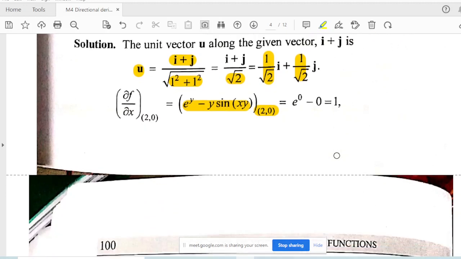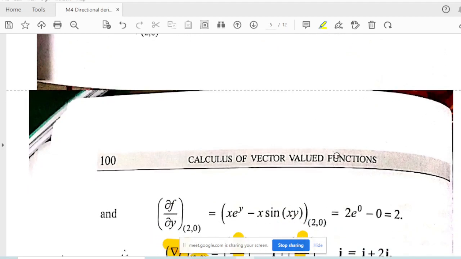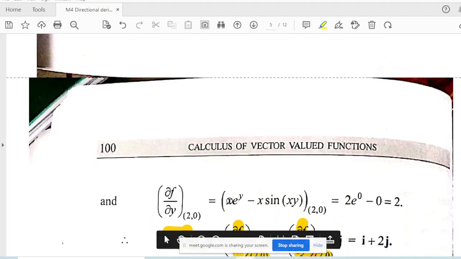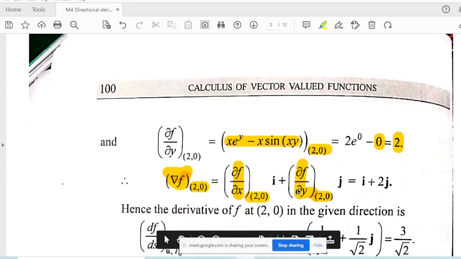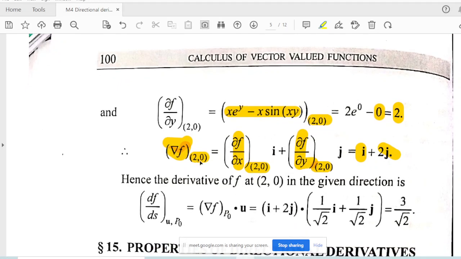Now similarly we have to find dou f by dou y at the point 2 comma 0. So partially differentiate with respect to y and put the point 2 comma 0, x equal to 2, y equal to 0. With x equal to 2, we get 2 e raised to 0 minus 2 into sin 0, which is 0. So this gives 2. Okay, so you put these two values. Here we got 1, so 1 i cap plus 2 j cap. So this is our grad f at the point 2 comma 0.